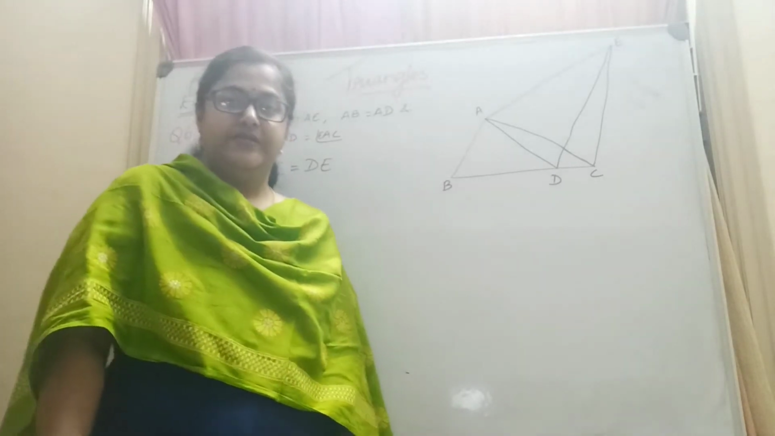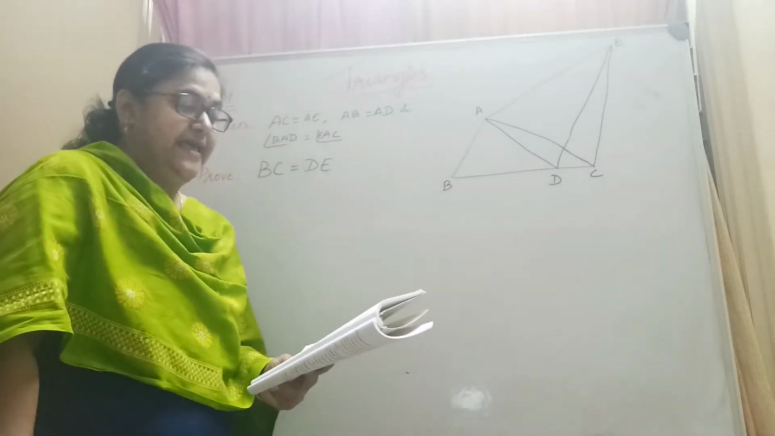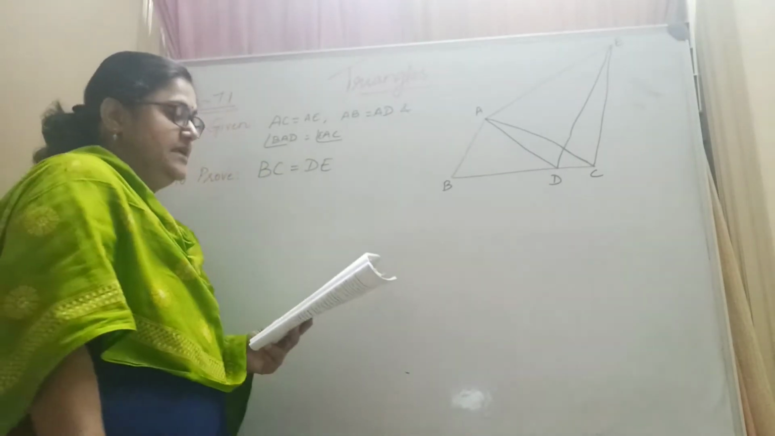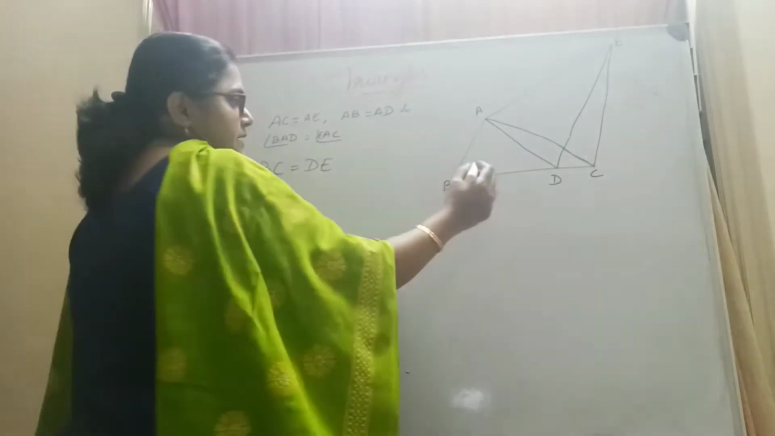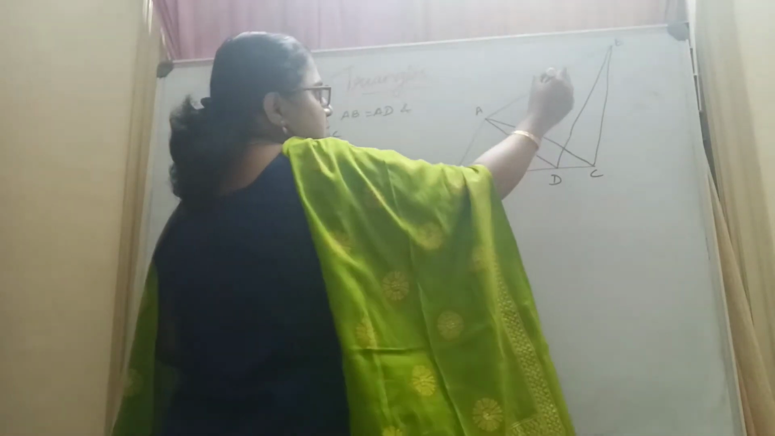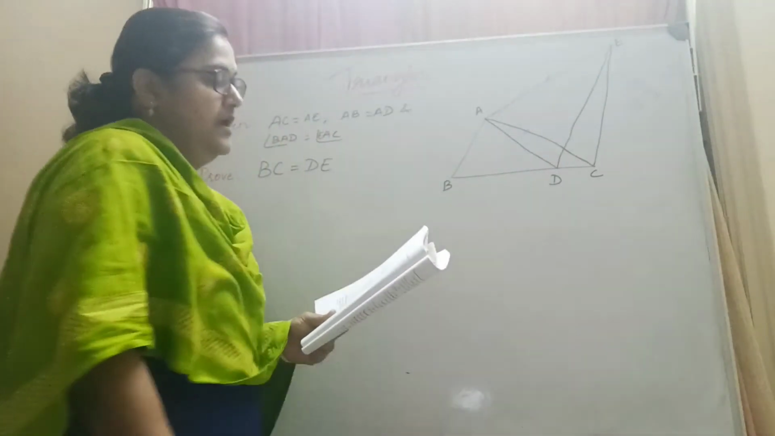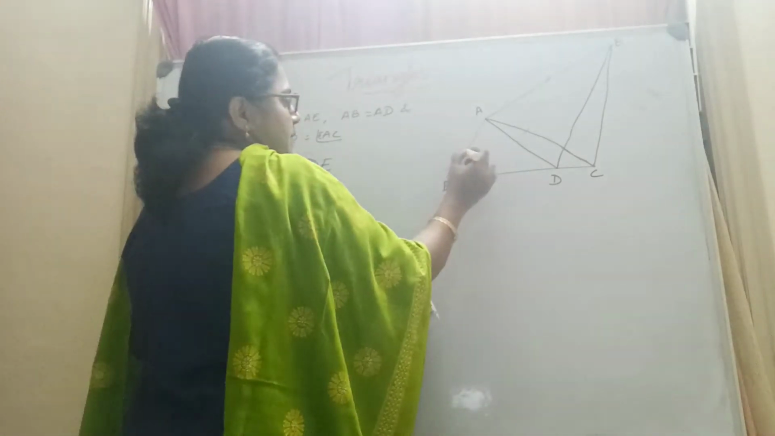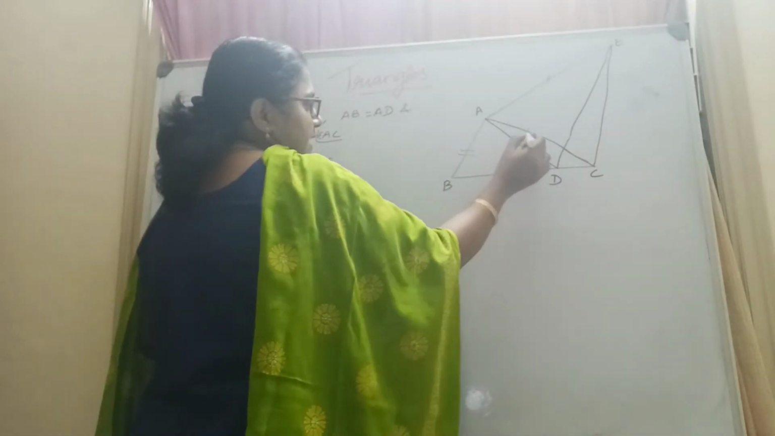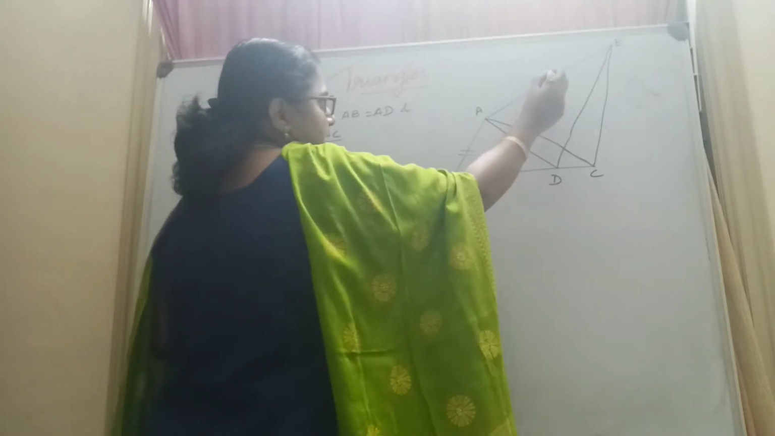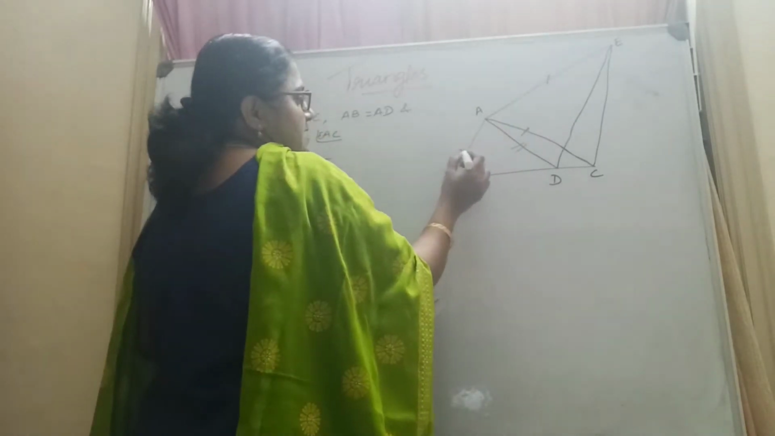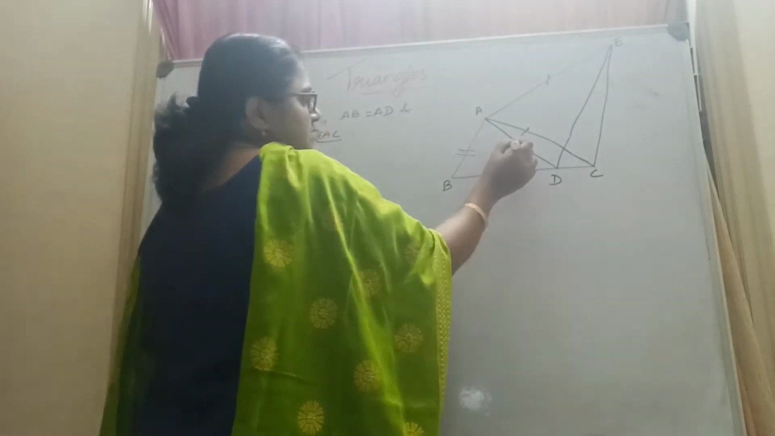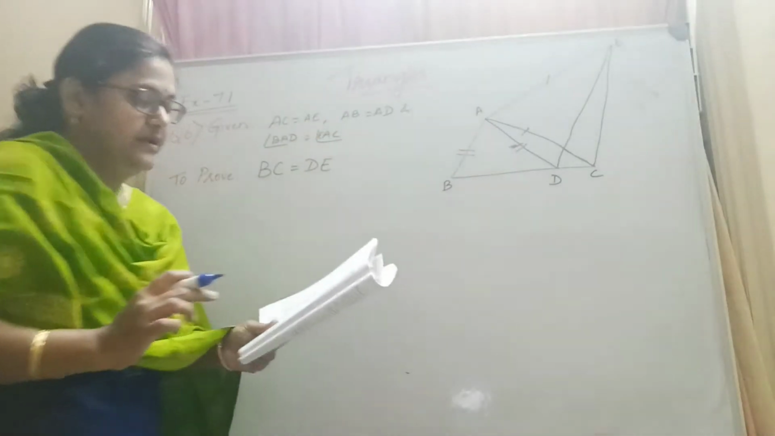Moving on to the sixth question. The question says AC is equal to AE, and AB is equal to AD. AC is equal to AE and AB is equal to AD. This is the information given that I have written.